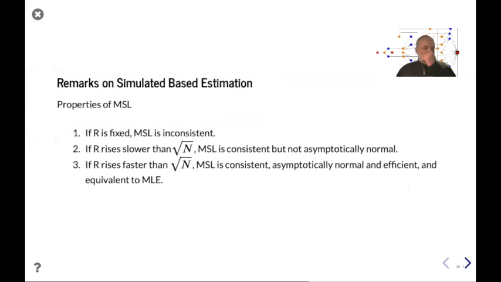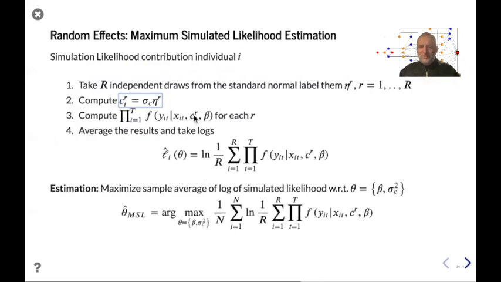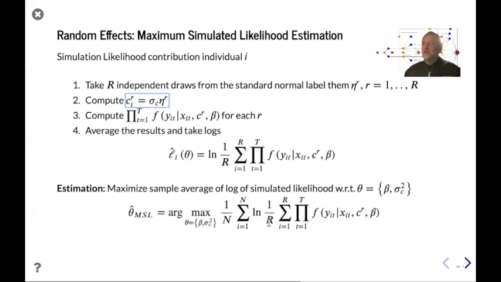Just a few remarks before we continue with discrete choices on simulation-based estimation. Here are a few words about the properties of this. If R is fixed, maximum simulated likelihood is actually inconsistent. We're going to talk more about that later. But why is it inconsistent? Well, it's because we have an approximation error in the likelihood function. And you can, in some sense, say that's also the case with our approximation of integrals, because if the approximation is not completely accurate, then you haven't approximated the likelihood correctly.